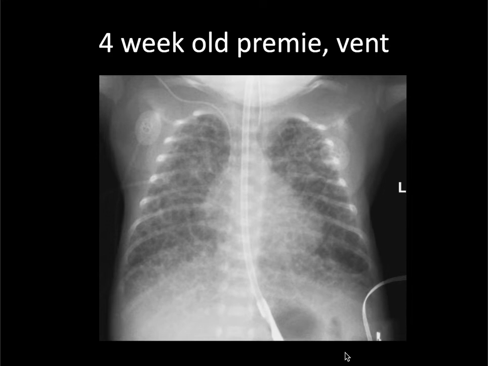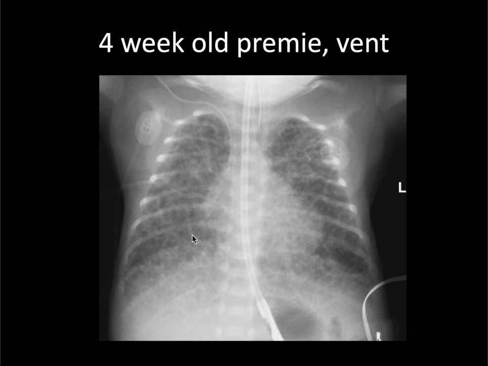So what is going on here? This is a 4-week-old preemie that is ventilated. We have high volumes. We have coarse interstitial lung markings. This patient probably had surfactant deficiency. They got intubated on positive pressure ventilation. That may have caused some pulmonary interstitial emphysema. And now at 4 weeks old, we have high lung volumes and these chronic coarse interstitial lung markings.